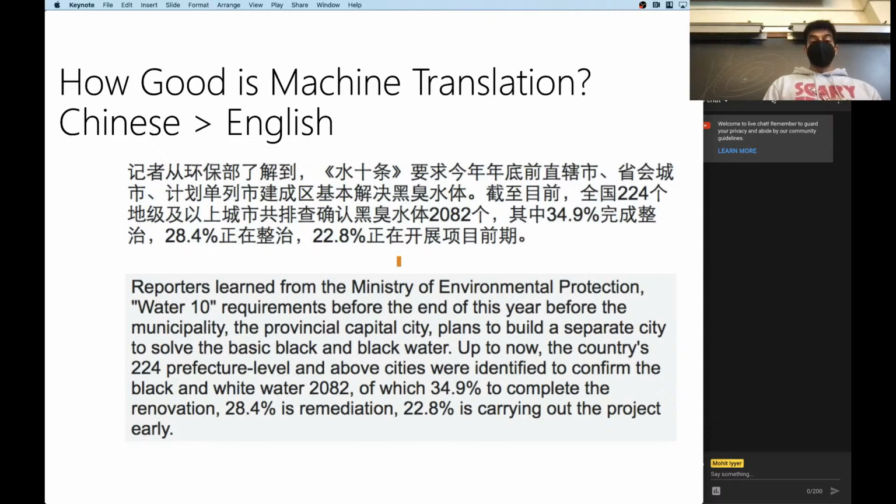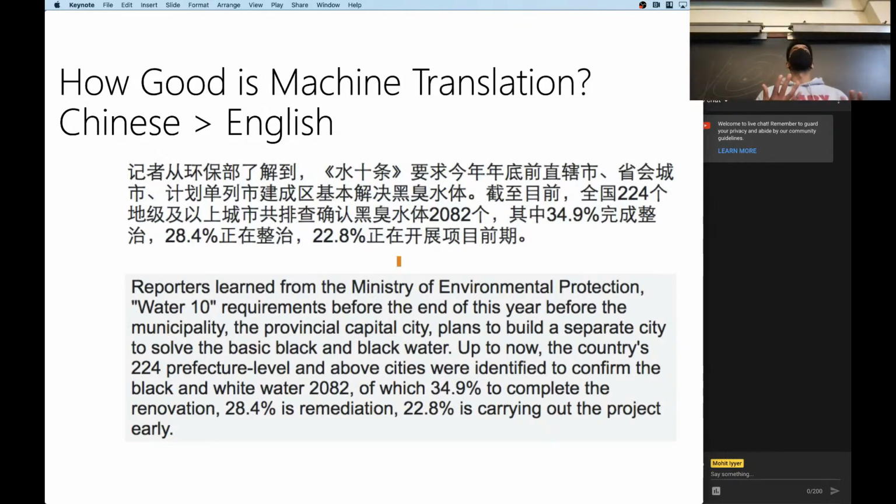I assume Chinese to English translation has gotten better since then. But if you take some translation model, its input is obviously text in some language, and the output is text in a different language, right? And your goal is to see how well the translation system did. In this case, I don't speak Chinese, but if you just read this English text, it's not great, right? It has a lot of weird artifacts, like what does it mean to solve the basic black and black water? There we have some repetition. There's some black and white water, 2082. Obviously, it's getting these numbers, right? But I'm not sure about anything else, really.